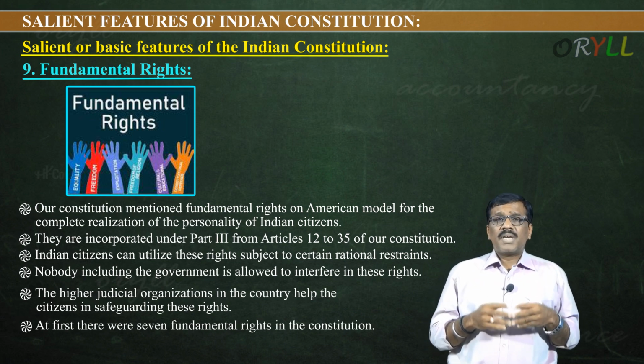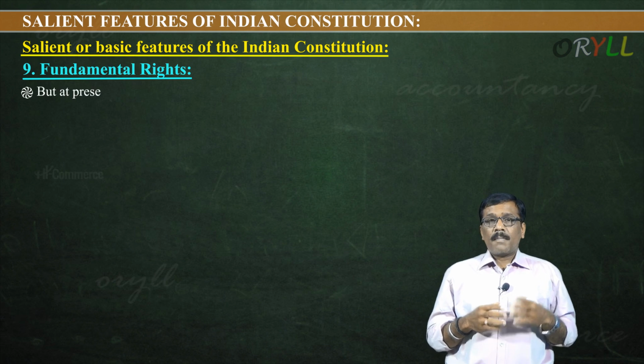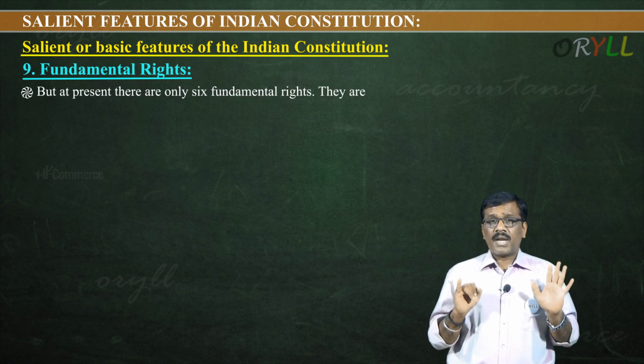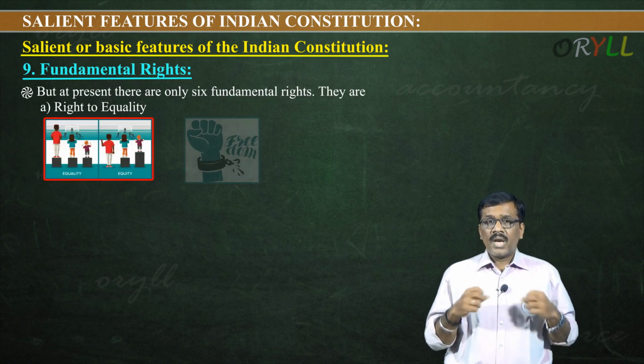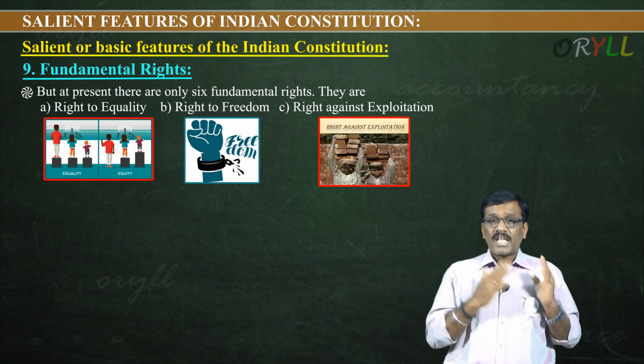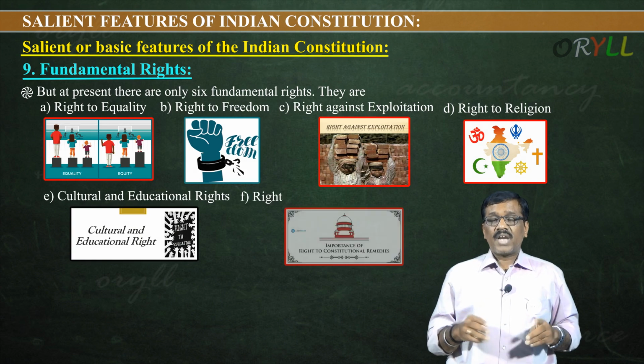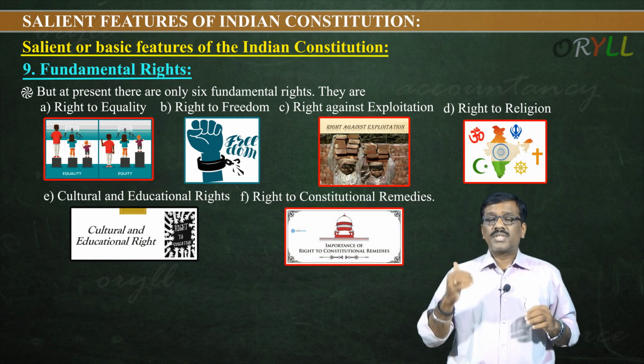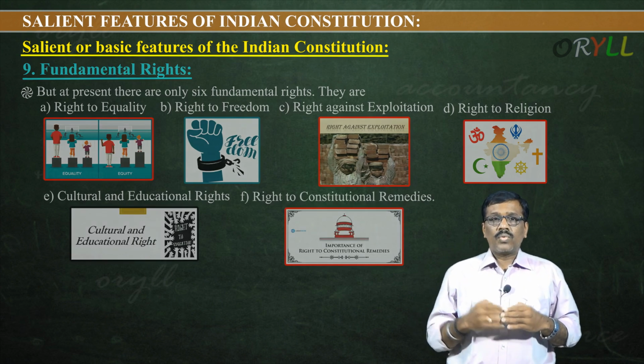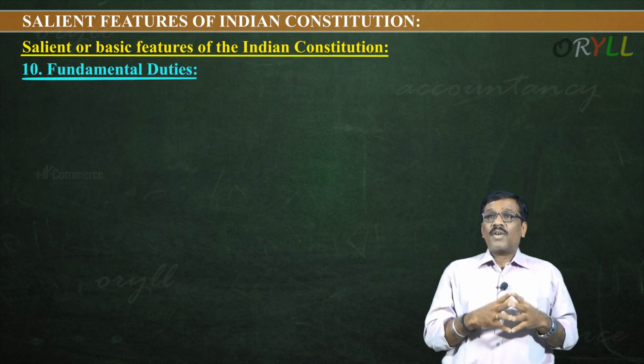At first, there were 7 fundamental rights in the Constitution, but at present there are only 6 fundamental rights. They are right to equality, right to freedom, right against exploitation, right to religion, cultural and educational rights, right to constitutional remedies, which we are going to discuss later. Now, coming to the 10th point, fundamental duties.